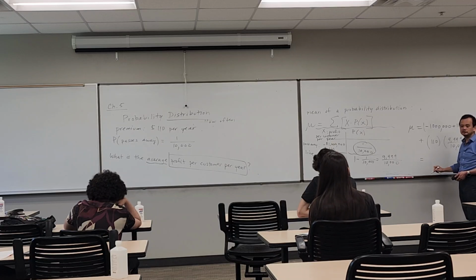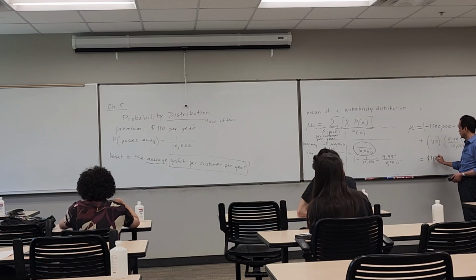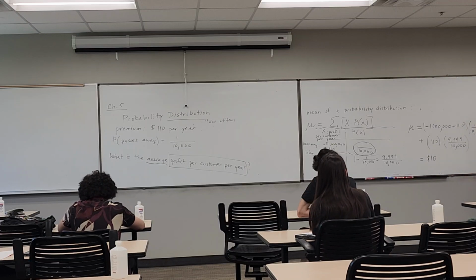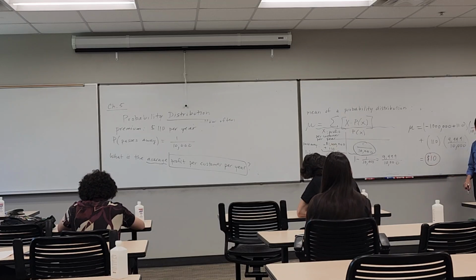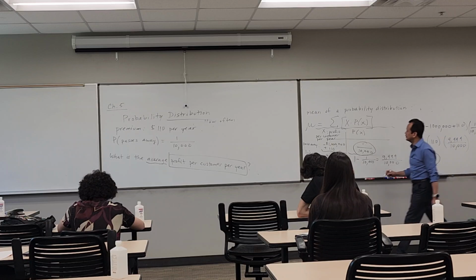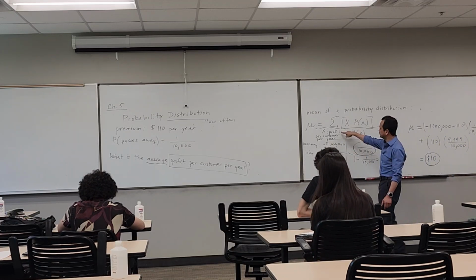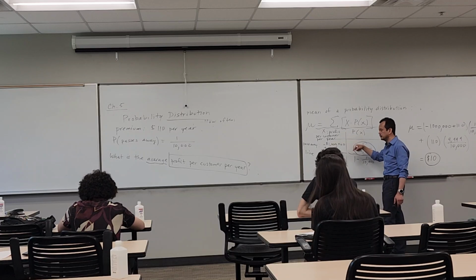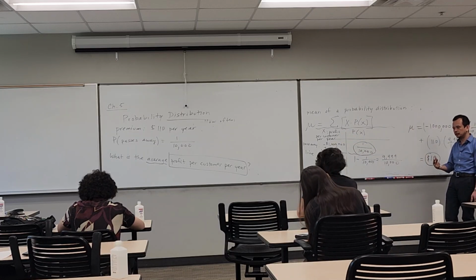So I heard an answer of 10. You guys getting that? Okay. So what does that mean? Is that good? Should we go into business together? No. Yeah, so what does this value mean? $10 a year. Yeah, so this is the average value of this variable that represents the profit per customer per year. So this is the average profit you should expect per customer per year.